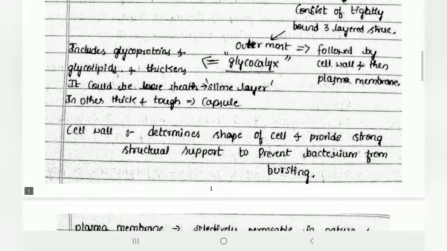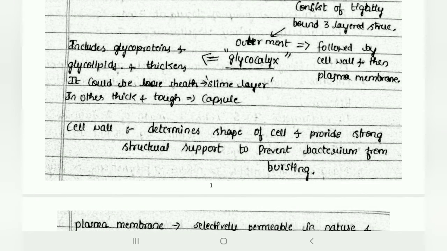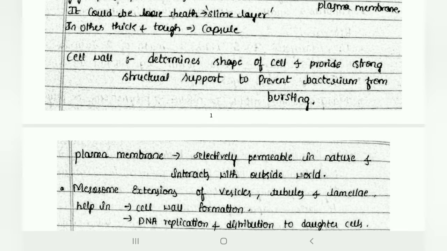The glycocalyx includes glycoproteins and glycolipids. In thickness, it could be a loose sheet, which is called a slime layer, or thick and tough, which is called a capsule. Next, the cell wall determines the shape of the cell, and it provides strong structural support to prevent the bacterium from bursting, which is also a kind of protection.